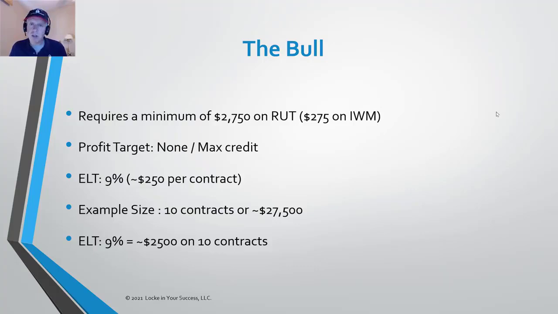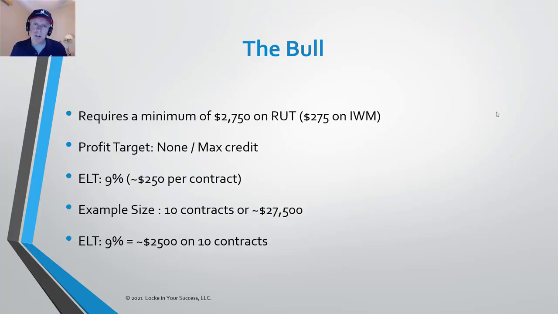The exit loss trigger, or when we're going to exit the trade, as we talked about, is when we're down the $250, or $2.50 per contract. And for the example size that we're going to be showing you today, we're going to be doing what we call 10 contracts. In other words, if I were to do one contract on the Russell 2000, our planned capital, or the amount of money that we expect to have in the trade, is $2,750 or less.